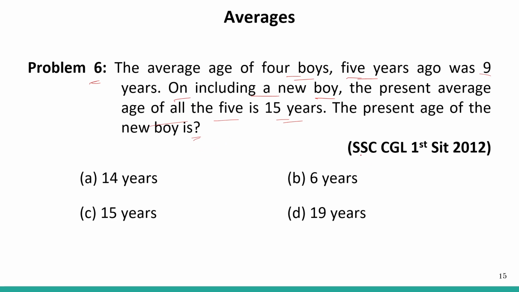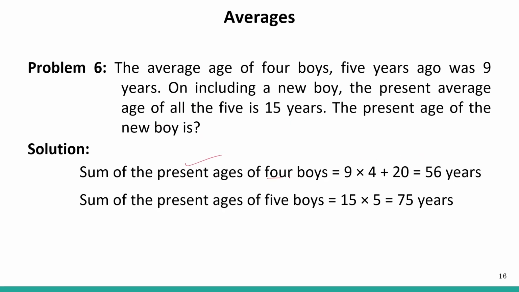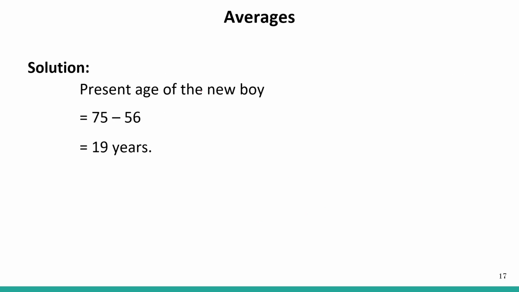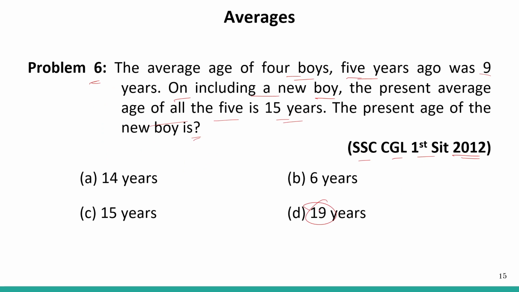Okay. So this question has appeared in SSC CGL first sitting 2012 paper. Sum of the present ages of the 4 boys is equal to 9 into 4 plus 20, which is equal to 56 years. So sum of the present ages of the 5 boys will be 15 into 5, which is equal to 75 years. So present age of the new boy is equal to 75 minus 56, which is equal to 19 years. So 19 years will be the correct answer here.